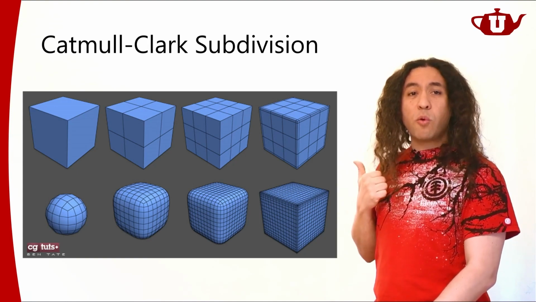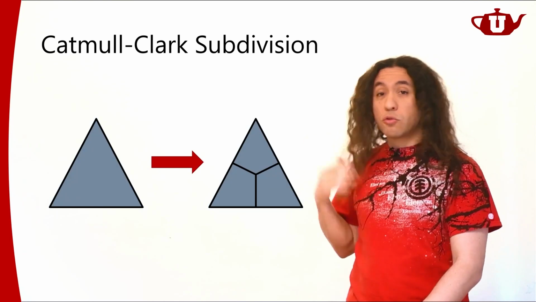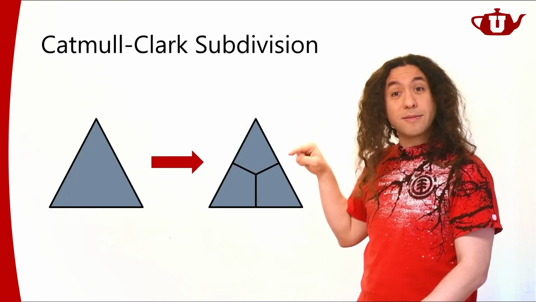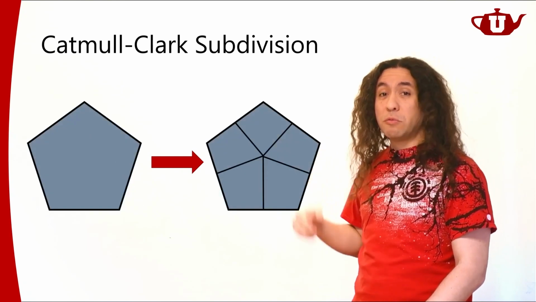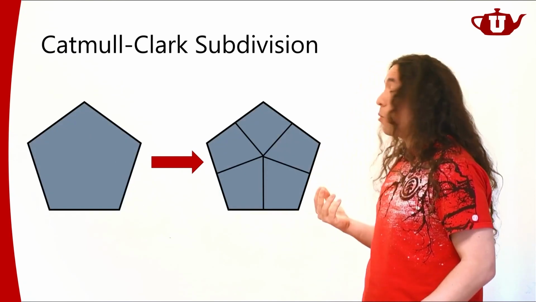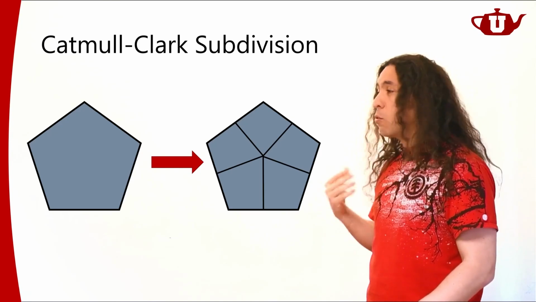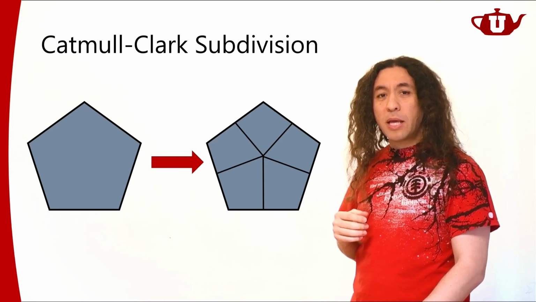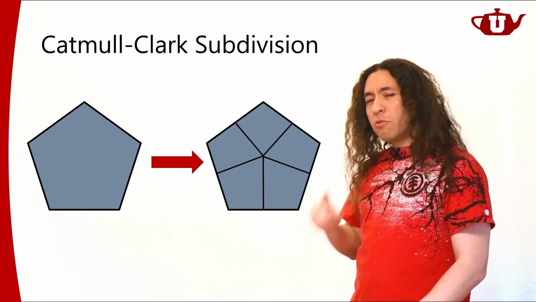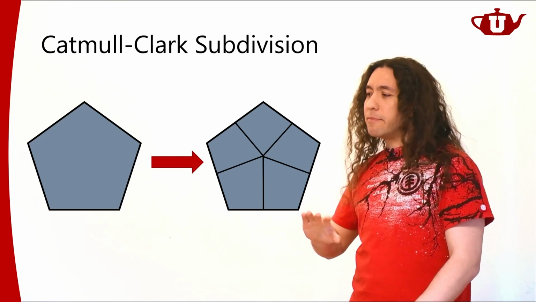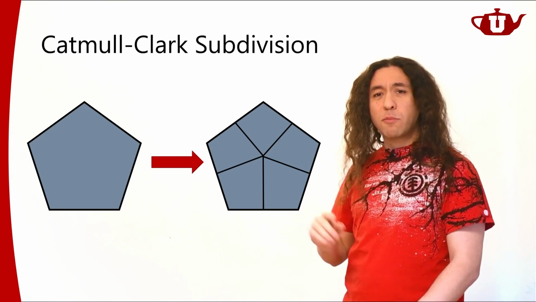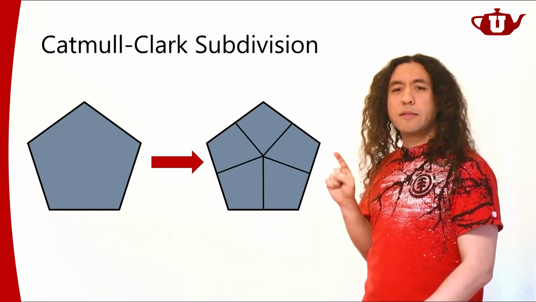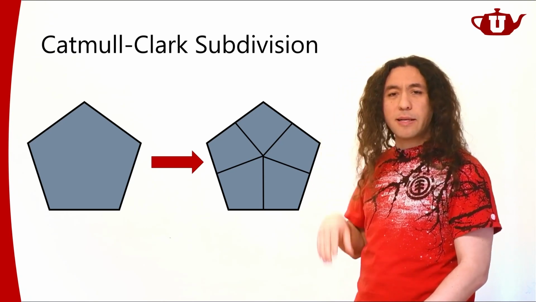Now, I've been showing you just quads. Catmull-Clark subdivision can be applied to triangles as well. If you apply it to a triangle, you'll get 3 quads. If you apply it to a pentagon, you're going to get 5 quads. So in the end, you're going to get a quad mesh out of whatever kind of polygonal mesh you start with. But you probably want to start with a quad mesh because Catmull-Clark subdivision works really well with quads, and doesn't work as well with triangles and pentagons and other kinds of polygons.